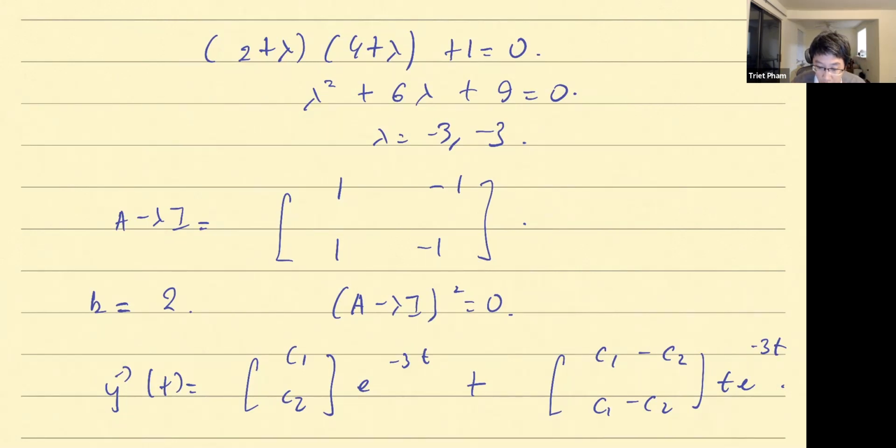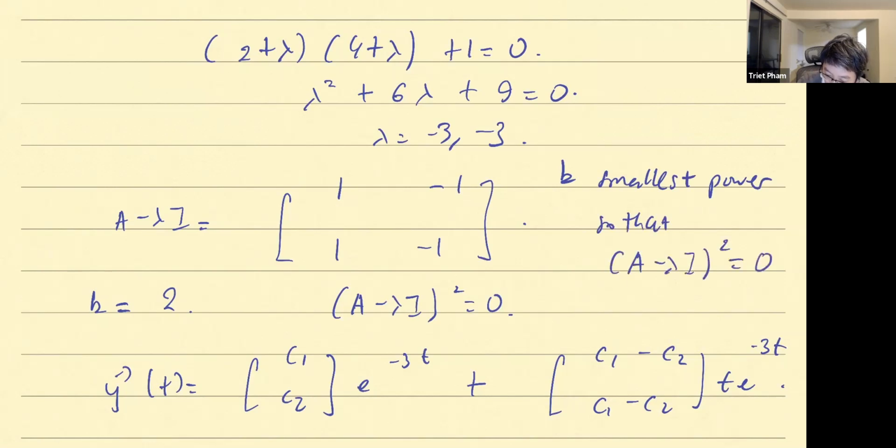K is the smallest power so that (A minus lambda I) squared is equal to the 0 matrix. Sorry, raised to the k power. Okay. Most of the time, for the truly pseudo eigenvector case that you found in 2 by 2, k is equal to 2.